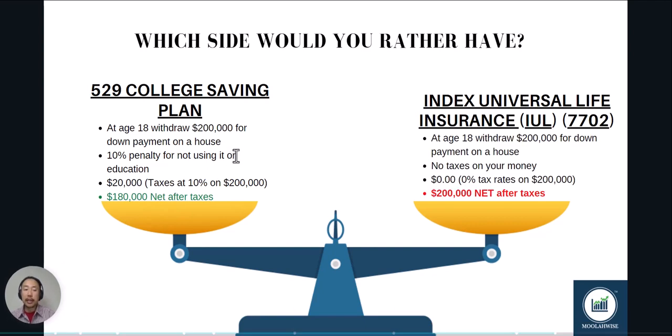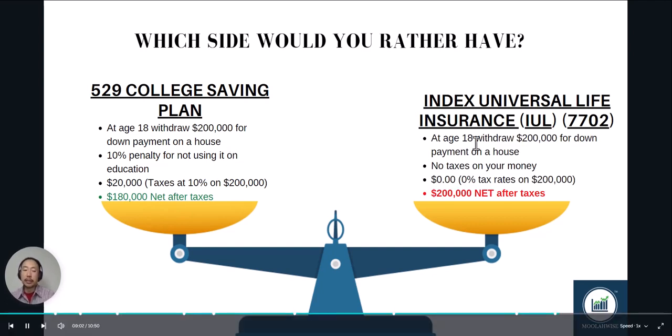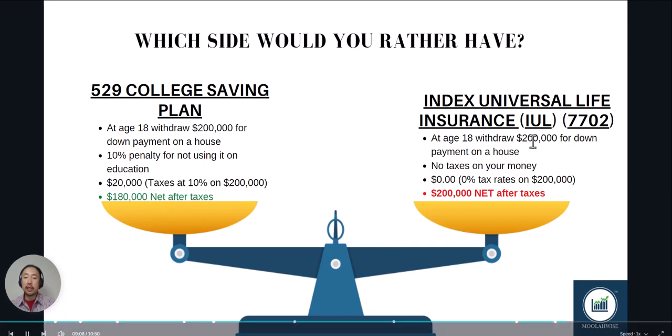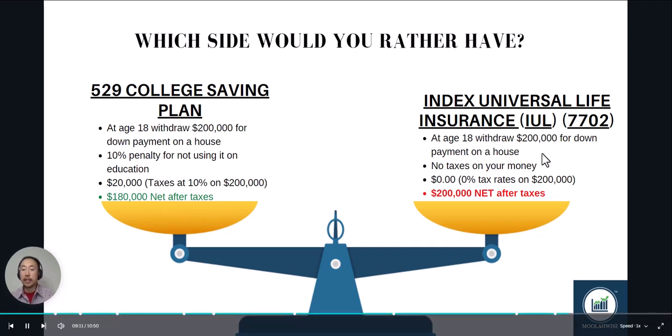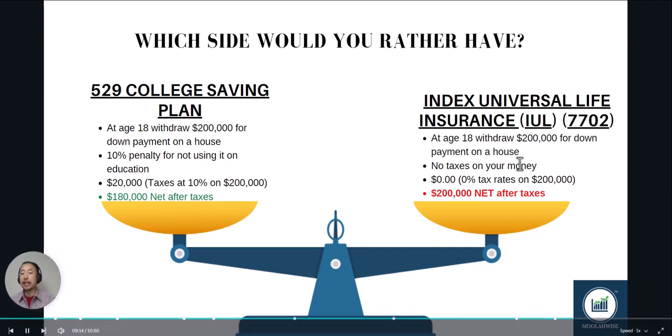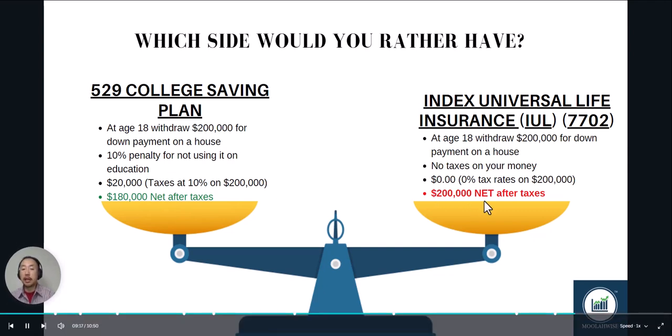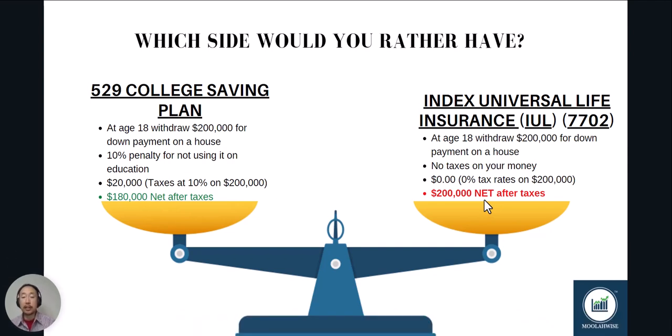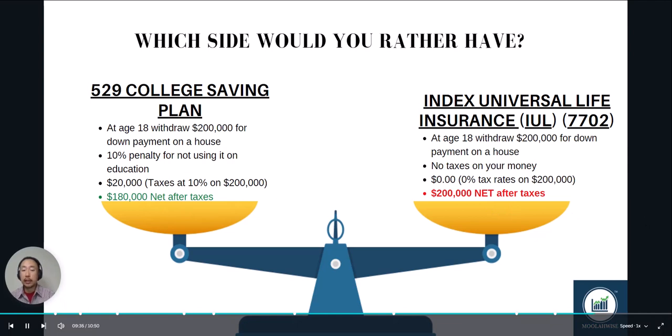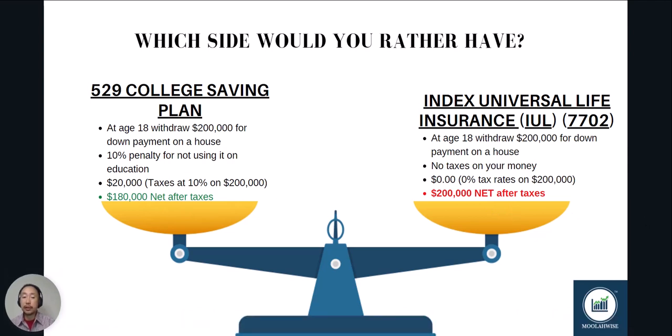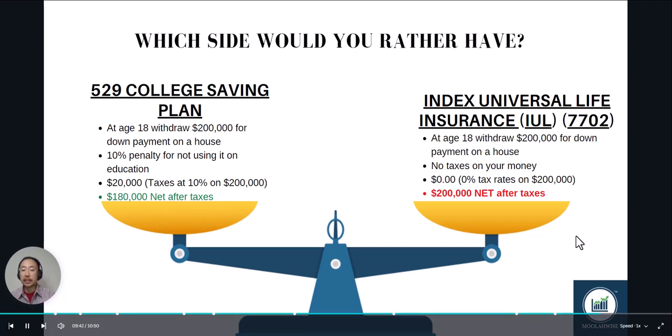And then on the IUL side, at age 18, same example. Let's say this kid doesn't want to go to college, and he wants to buy a house. And he has $200,000 in the savings component of his cash value life insurance. So he could take out the $200,000 for a down payment for a house. And since it is inside of an insurance policy, there's no taxes on the money, and you can use it for whatever reason you want. As long as you have enough cash value, you could take it out. And even in some cases, if you don't, you can still take it out too, but terms and conditions may apply to those situations. So again, 0% of 0 is still 0. So you get 200,000 net after taxes.